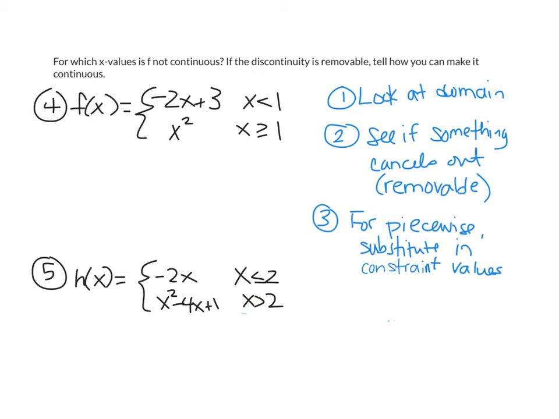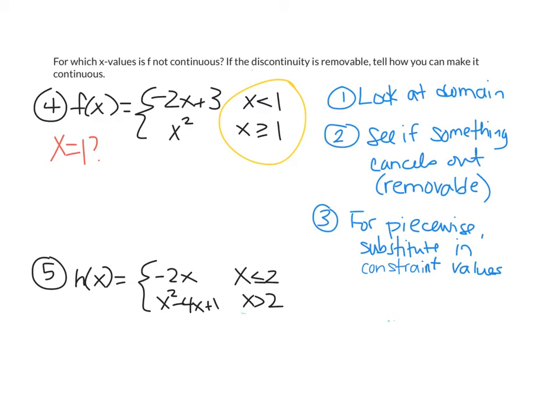So we have two more graphs that we're going to check their continuity. And first thing for both of these, you're going to look at your domain. So for number 4, my domain for -2x plus 3 and x squared are all real numbers, which is good. The only issue that we're going to have is x equals 1. We are not sure if it's continuous at that value. So if you notice number 3, I said to substitute in constraint values. By constraint values, I mean the value right here, the x equals 1.